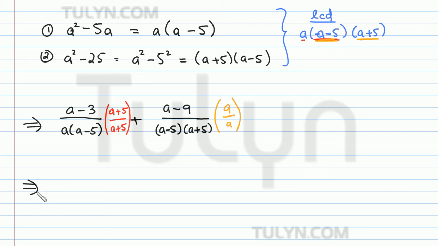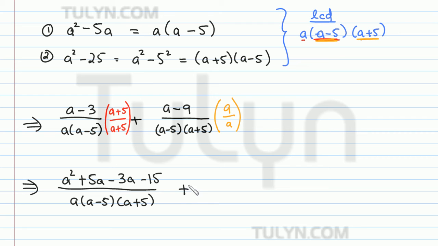So now, let's combine. a minus 3 times a plus 5, we can FOIL those, right? So this gives us a squared plus 5a minus 3a minus 15. And the denominator for this term is going to be a minus 5 times a plus 5. And then for the second, this is going to be a times a minus 9. And too late do I realize that my a's look a little bit like 9s, right? So this is a minus the number 9. So a times a minus 9 is going to give us a squared minus 9a, over a minus 5, a plus 5.